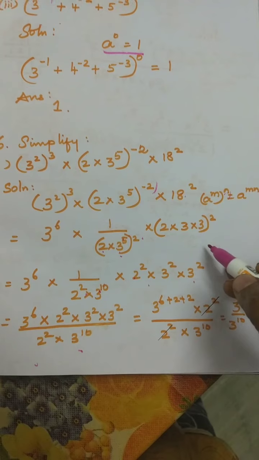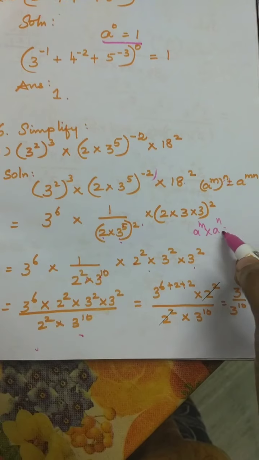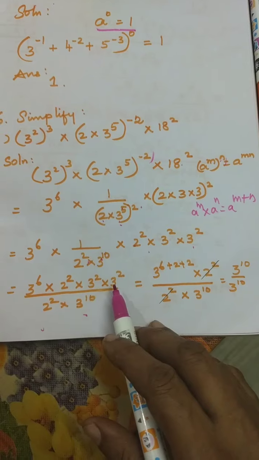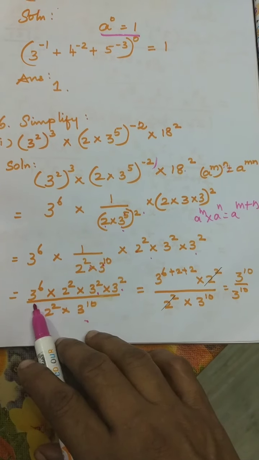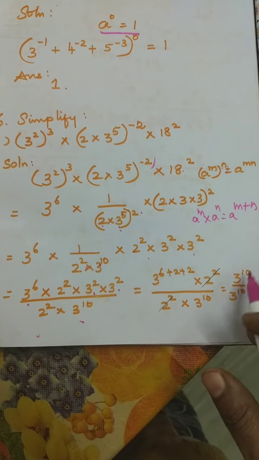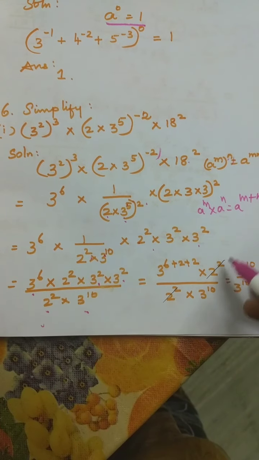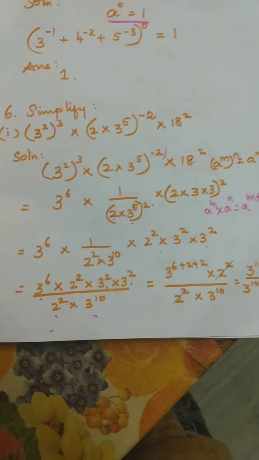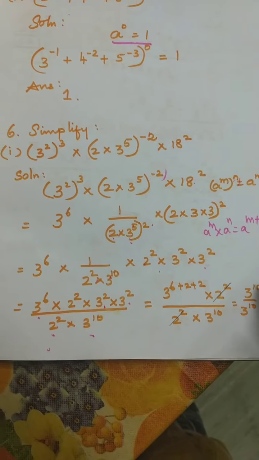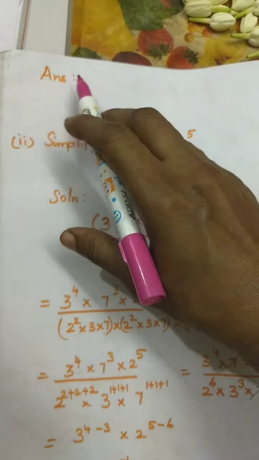Now we have the formula: a power m into a power n equal to a power m plus n. You have to use that formula. So you can add all these 3 square, 3 square, 3 power 6. So 3 power 6 plus 2 plus 2. Then it will come as 3 power 10. Then here 2 square we have. Below also 2 square we have. You can cancel these two. Below also we have 3 power 10. So here also it comes as 3 power 10. So you can cancel both. Okay, the answer is 1.